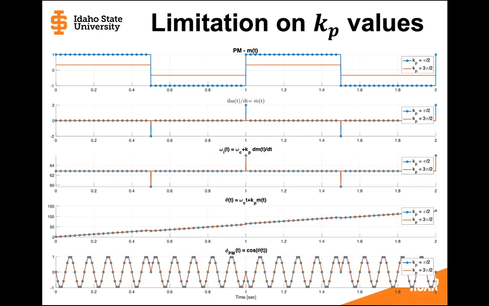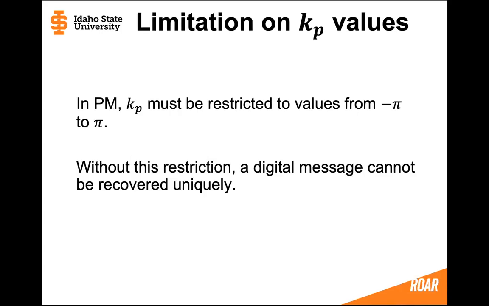Because of that, we should always try to restrict the value of Kp between minus pi and pi. If the value is not restricted from minus pi to pi, then a digital message may not be able to be recovered uniquely. One other thing that you could do to avoid this problem is to avoid messages that have jump discontinuities like the one we saw. If you had a message that doesn't have those jump discontinuities, you would not have to restrict your value of Kp. This is also the same as saying that we should try to have messages that are continuous.